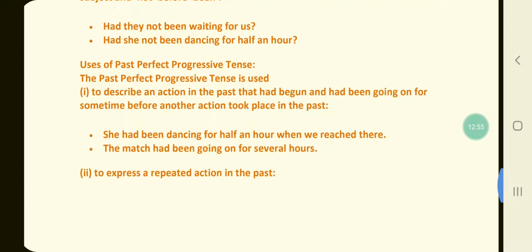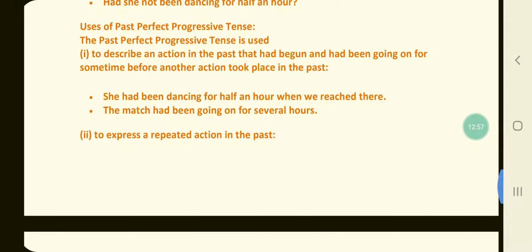Now, the most important part, that is the uses of past perfect progressive tense. Now, children, the past perfect progressive tense is used to describe an action in the past that had begun and had been going on for some time before another action took place in the past. For example, the match had been going on for several hours.